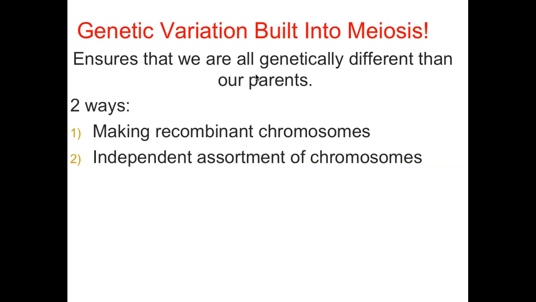So that when you have turbulence and disturbance and different kinds of pathogens that arise in the world, there will be some individuals that are going to survive and some that maybe won't, but because of the variation, you'll always have some survivors. So the 2 ways here of making variation is the recombinant chromosomes, as we saw in crossing over. And then number 2 is the independent assortment of chromosomes. So let's talk about this.